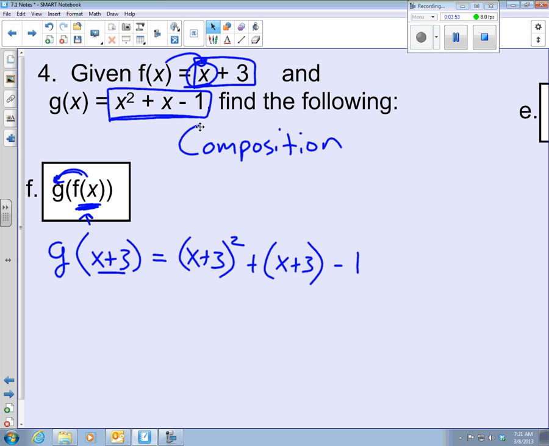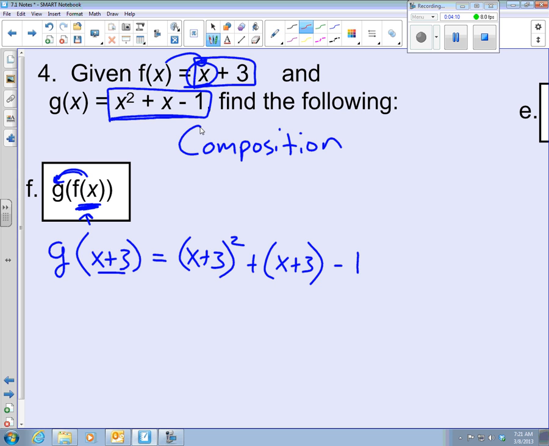Now, here's the big mistake. And don't write this down because this is wrong. A lot of people say, hey, power to a power, that becomes x squared plus 9. Well, we can't use power to a power here. Does anybody remember the reason?